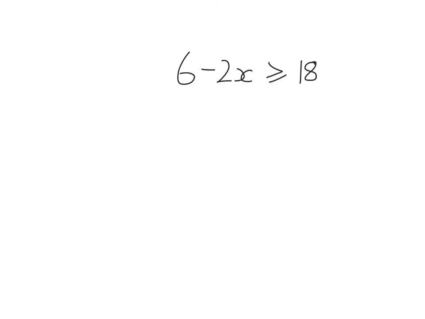So 6 minus 2x is greater than or equal to 18. It's an inequality. We want to do the same as we're going to do when solving an equation. So firstly, I would subtract 6 from both sides. And that leaves me with this. But now, in order to get x by itself, I need to divide by negative 2. So, when I divide each side by negative 2, I need to reverse the order of the inequality. And 12 divided by negative 2 is negative 6. So the answer here is x is less than or equal to negative 6.